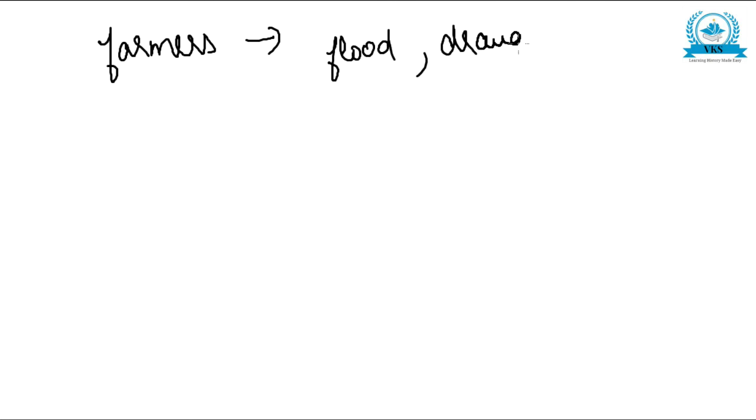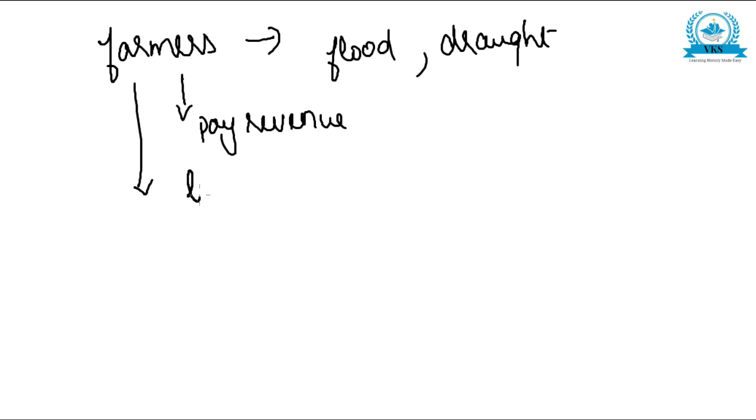And many times farmers were forced to pay the revenue even if their produce was totally destroyed by flood or drought. This was the problem of the farmers. Many farmers lost the ownership of the land due to non-payment of the revenue. They lost their land because they were not able to pay. So this was the Ryotwari system. Here also the cultivators or farmers had to suffer.